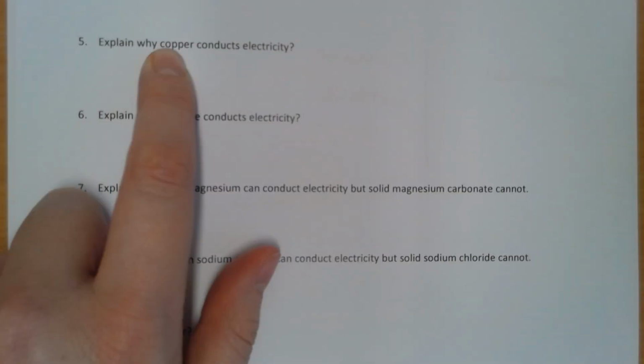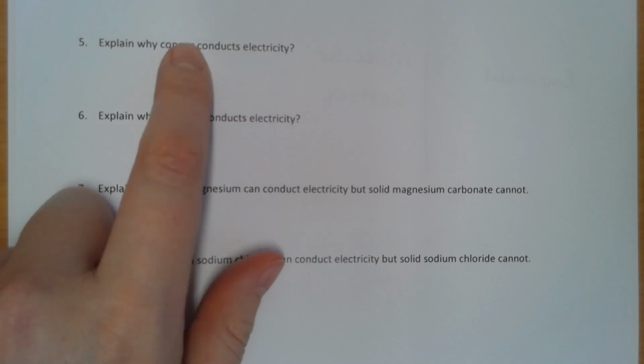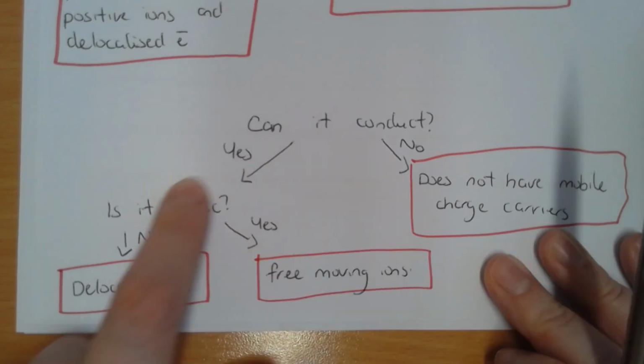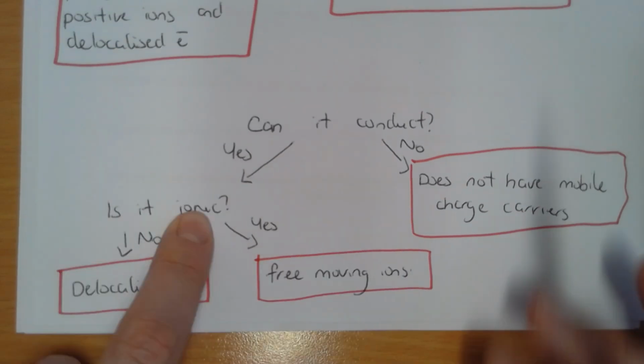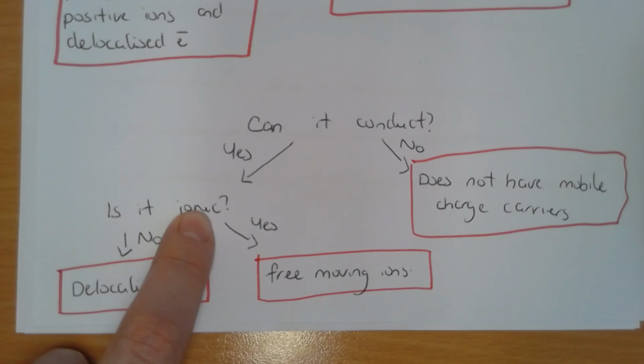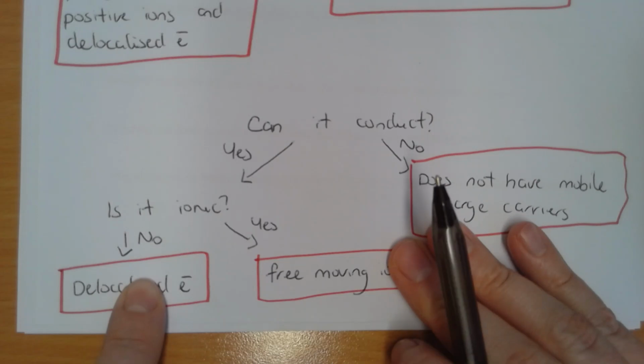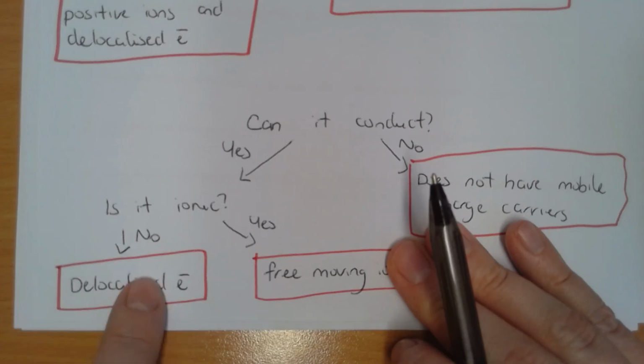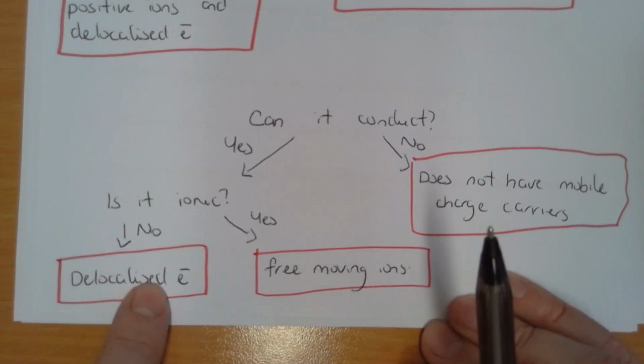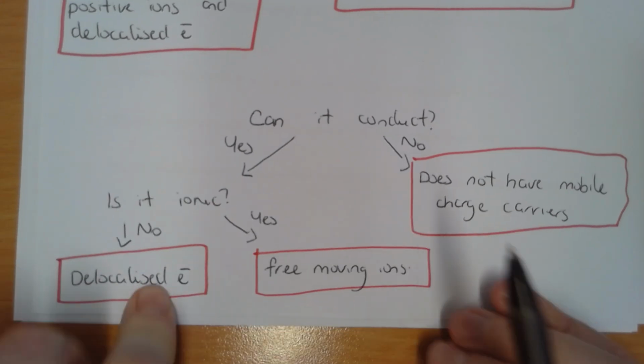Explain why copper conducts electricity. So copper does conduct. So can it conduct electricity? Yes. Is it ionic? Copper by itself is a metal. There's no non-metal. So the answer is no, and that means the answer is delocalized electrons. Copper has delocalized electrons. That's why it conducts. So that would be the answer to question number 5.